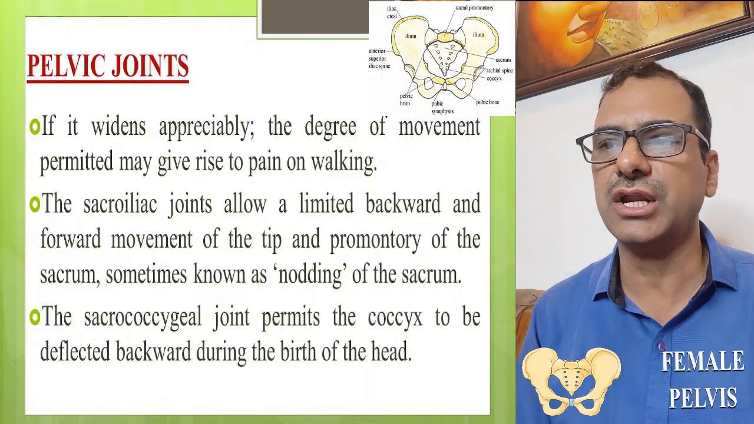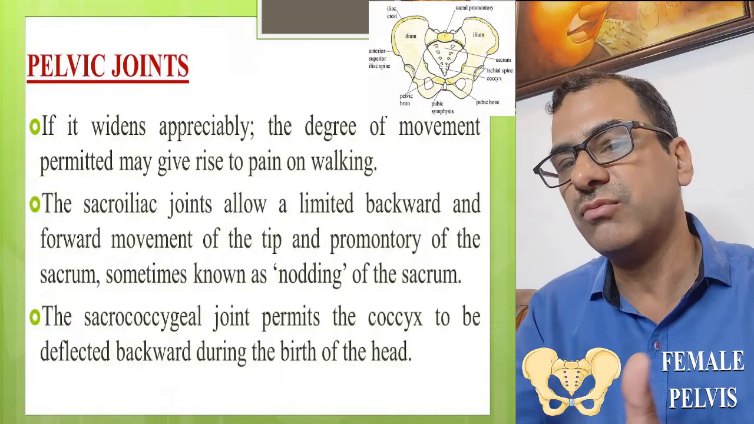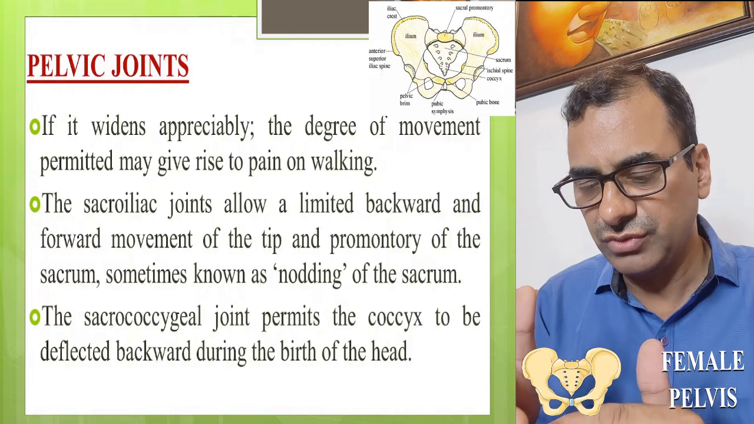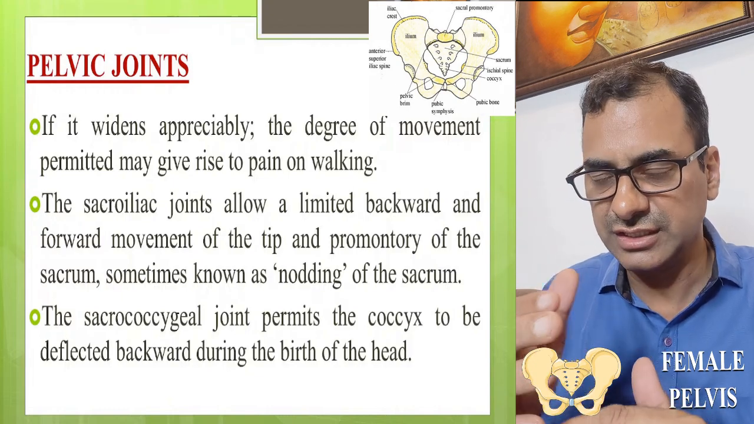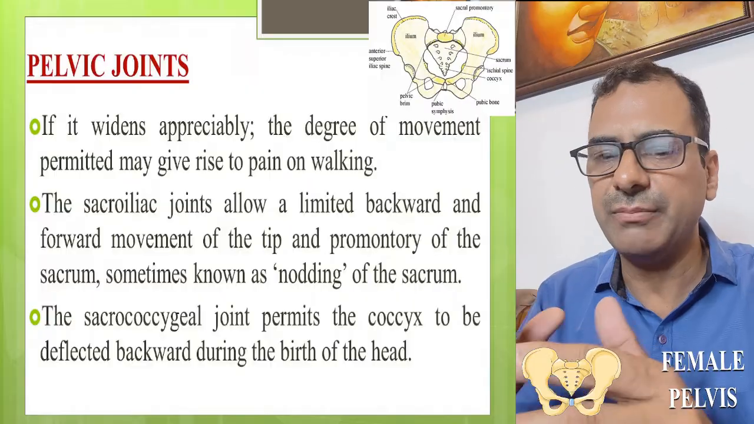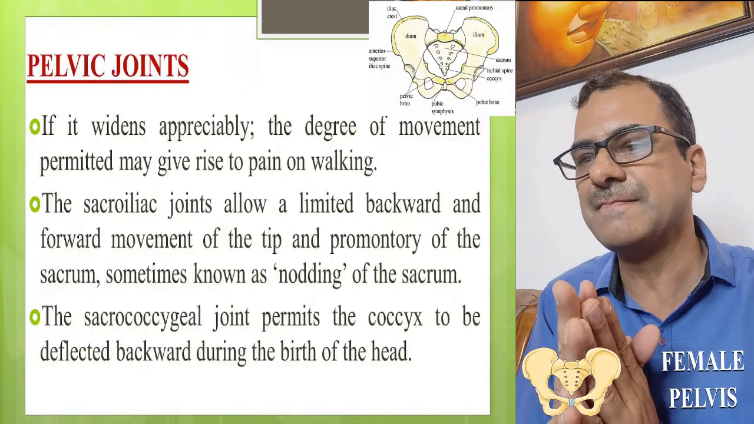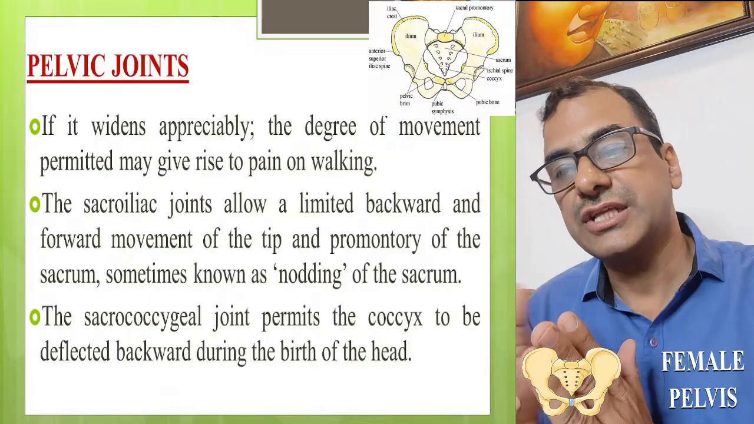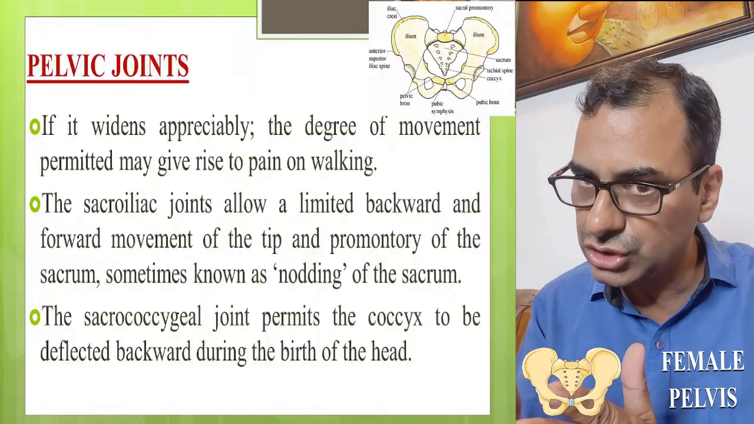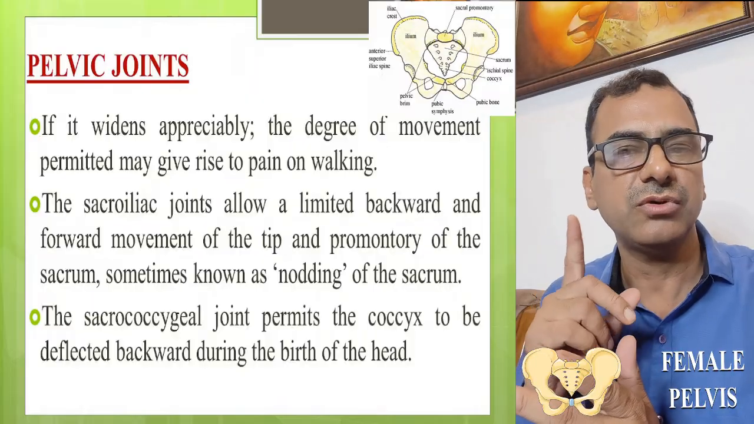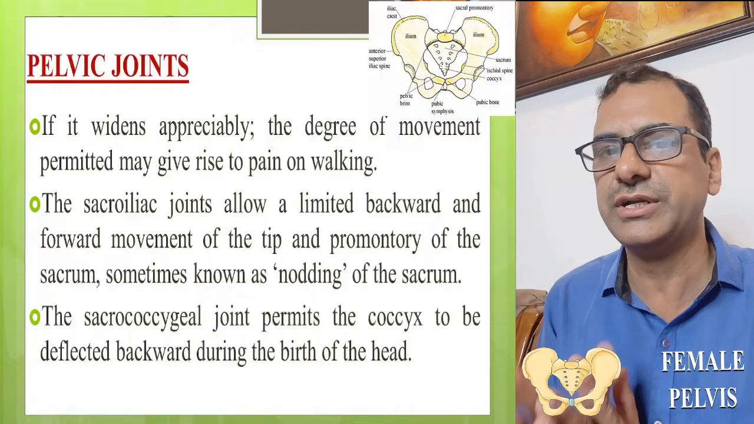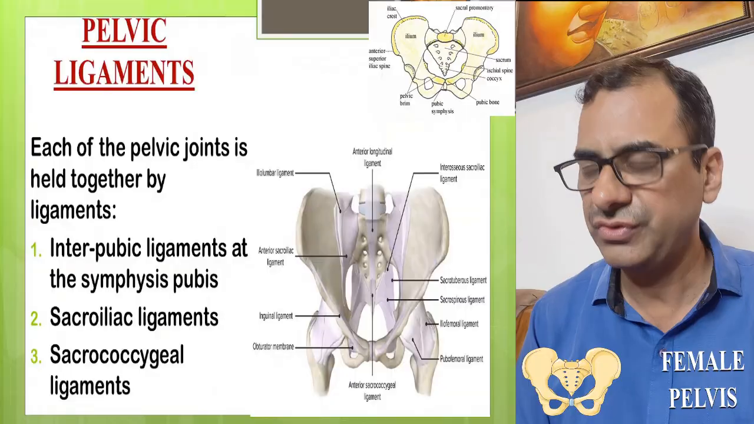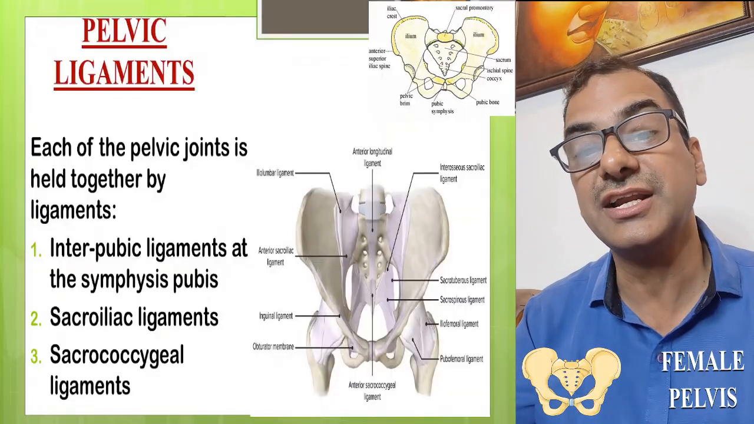The sacroiliac joint allows a limited backward and forward movement. This is also known as nodding of the sacrum. The sacrococcygeal joint also permits the coccyx to move backward at the time of birth of the head. So these movements are possible only at the time of delivery. Otherwise, these joints are fixed, but later they become slightly movable.